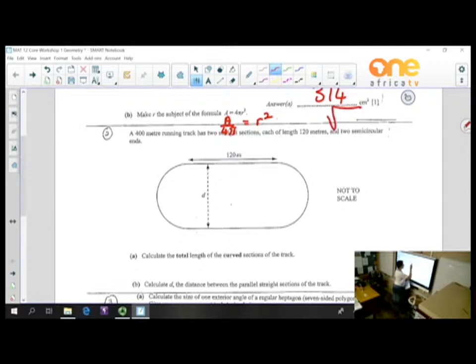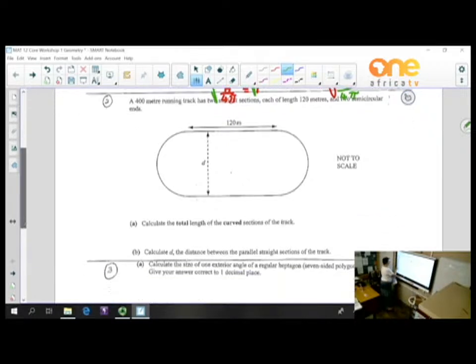But what I do on the one side, I must do on the other side. So I'm going to square root this one, but I also have to do it here. So it is the square root of A over 4 pi, which is equal to r. Changing the formula, you do with the letters what you do with the numbers.